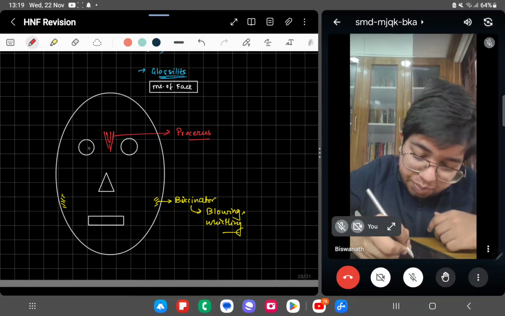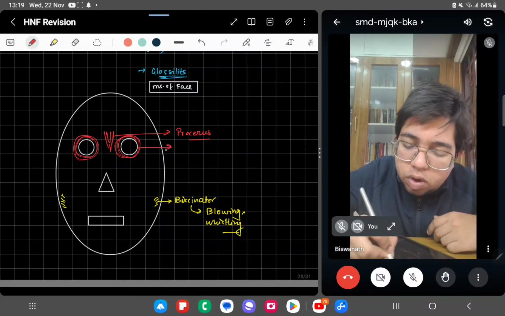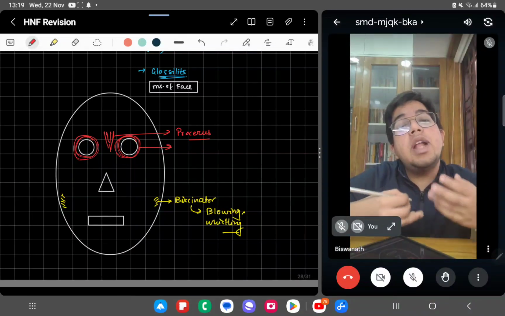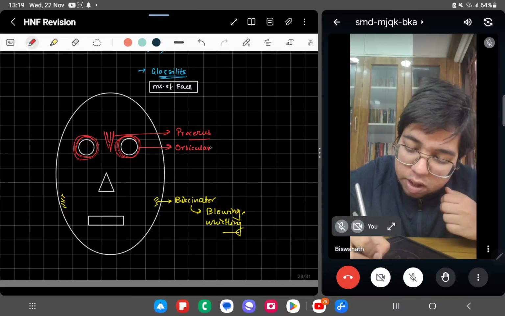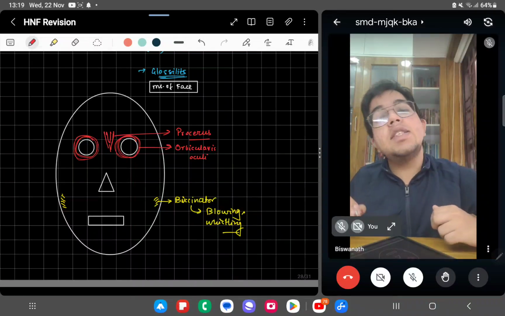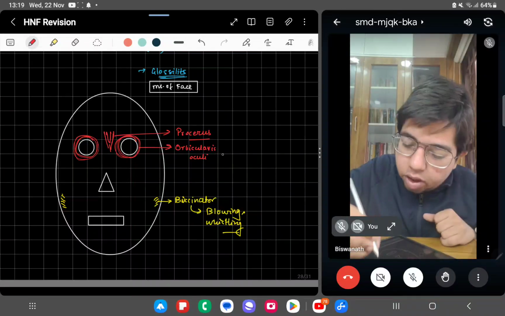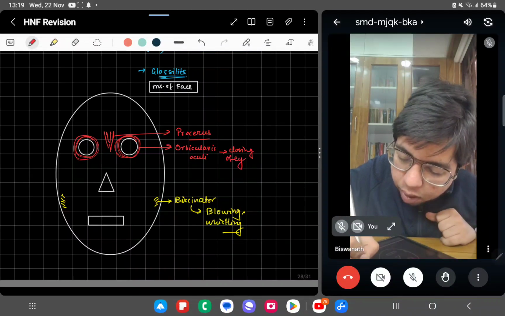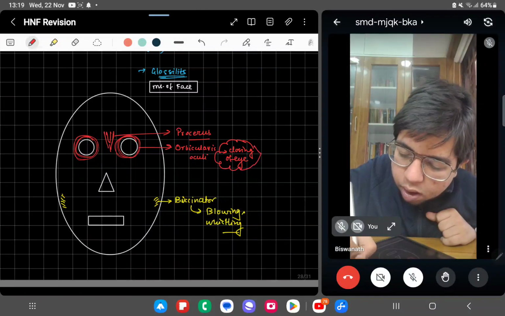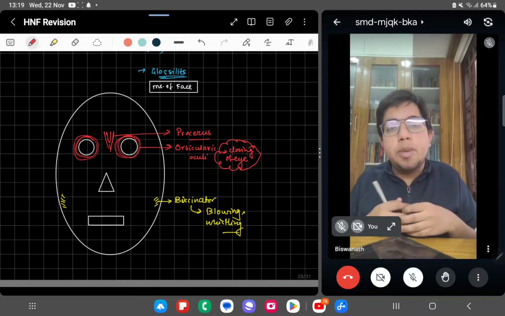Then what muscle do we have? We have these two muscles which are called the orbicularis oculi. This orbicularis oculi is generally helping in the closing of the eye. If you are just closing your eye, it is the action of your orbicularis oculi.